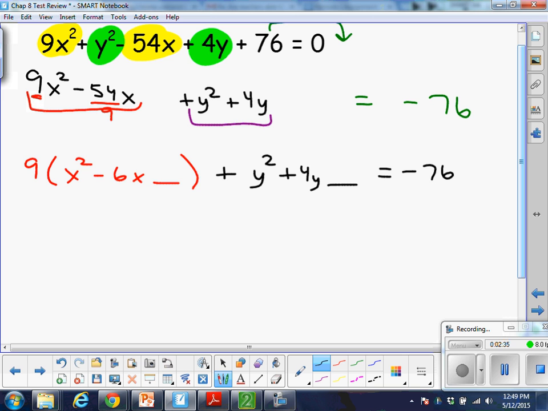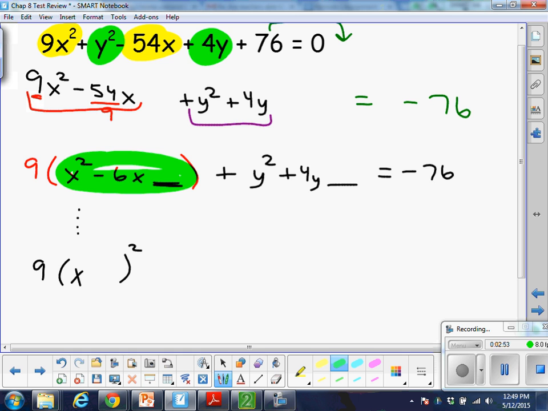Again, I eventually want this to be able to be written in a couple steps as 9 times something with an x in it squared. And we're trying to figure out what number would go here in the C position to turn this whole thing into something that's a perfect square. That's what we're going to try and figure out, what would make it work nicely.